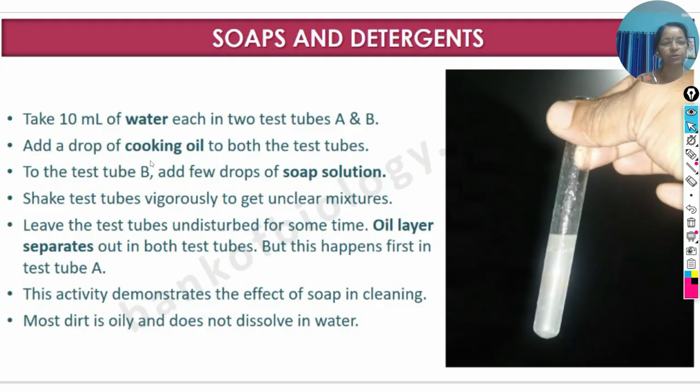To both the test tubes we are adding cooking oil. To one test tube only we are adding soap solution. So both the test tubes have water and cooking oil, but one has water, cooking oil and a soap solution. Now shake the test tubes vigorously.